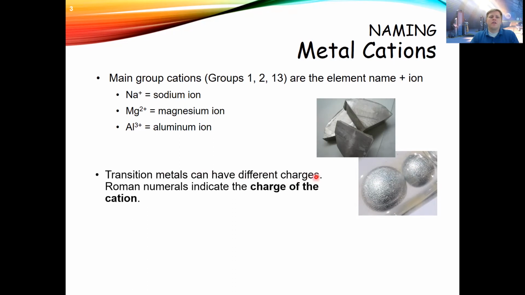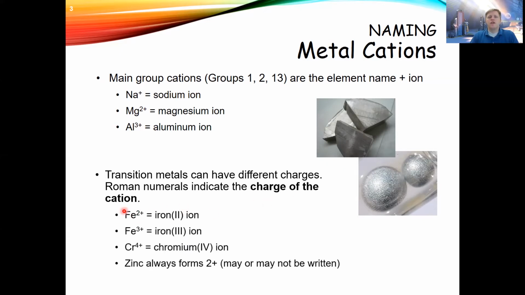Transition metals are a little different because they can have more than one charge state, so we have to indicate the charge in the name. For example, iron has 2 very common charge states. It can either be a 2+ or a 3+ ion. So we'd write iron(II) ion, or iron(III) ion. If you don't know Roman numerals, that's okay. We're really only dealing with the 1+, 2+, 3+, and 4+ charge states in most cases.